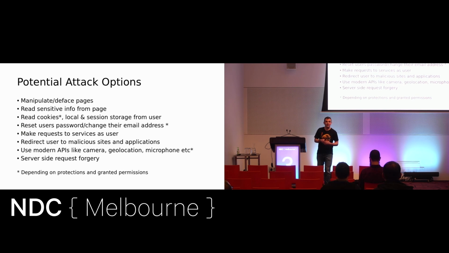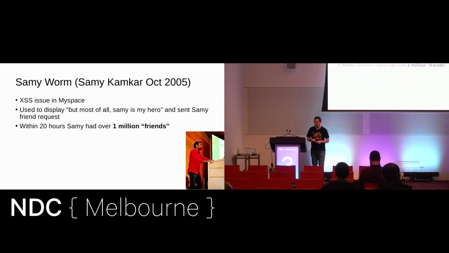We could potentially use modern APIs like the camera. We could even take a picture of them. Now, the user sometimes would have already given permission to the site for some of these type of things already. And then there's also an issue called server-side request forgery, which I'll talk about a little bit later. Now, some of these things do depend on other protections in place and certain configuration as well, which I'm going to talk about.